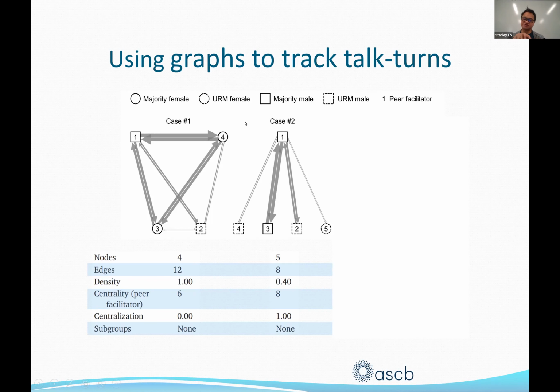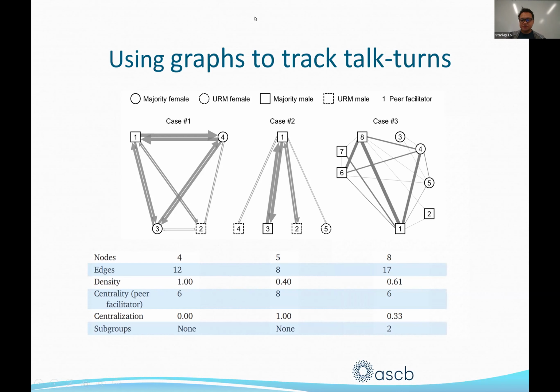Centrality is a little hard to see here because the centrality number increases as you have more people. And so the centralization is easier to look at. In this case, what we see is that person 1 has a very prominent feature in the graph because every connection or transition happens through this person.